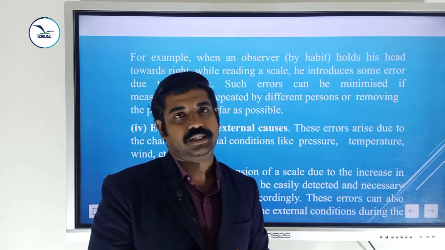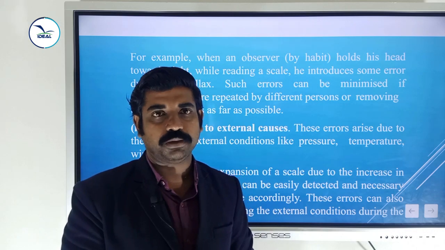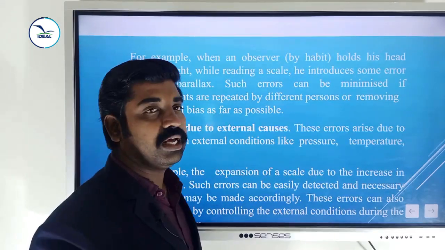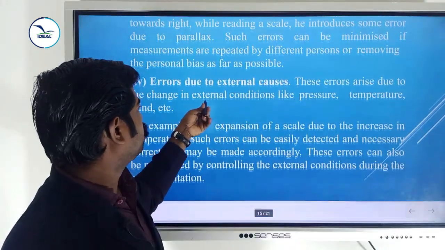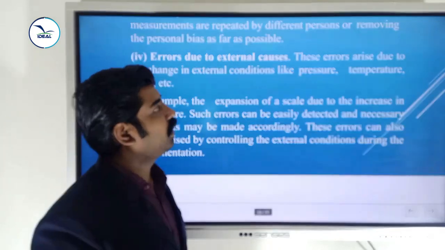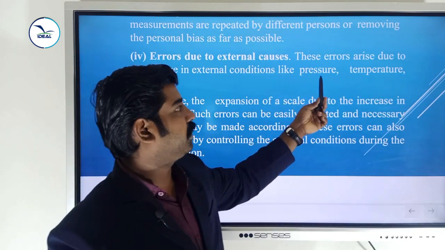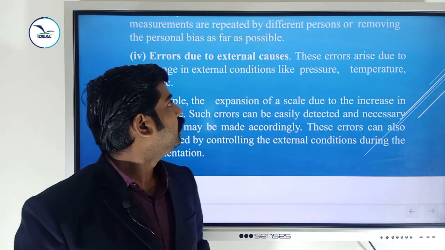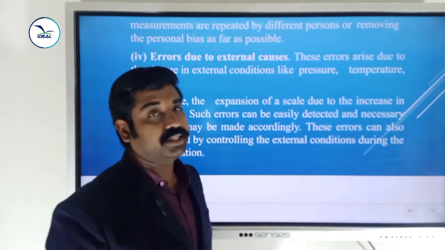Due to that, the result also changes. That is an imperfection error. So that is the personal error that comes under personal errors. The next one is error due to external causes, meaning any external effect like pressure, temperature, wind, etc. That's also called error due to external causes.